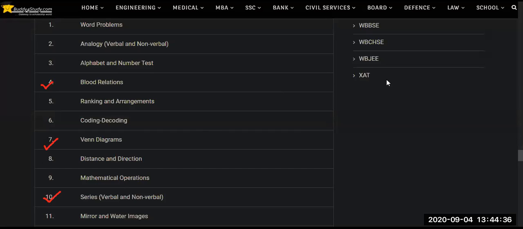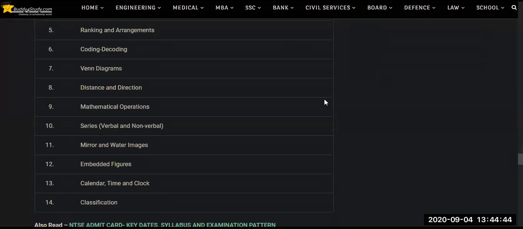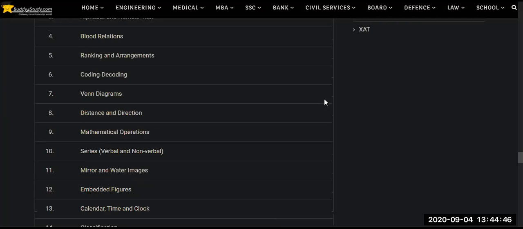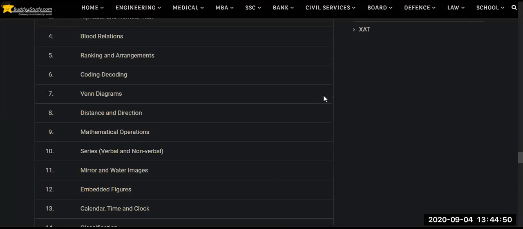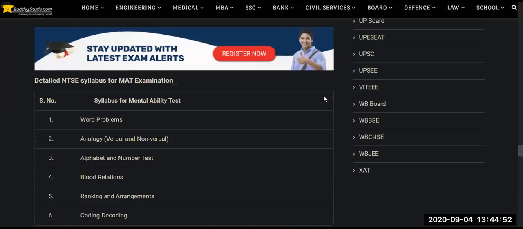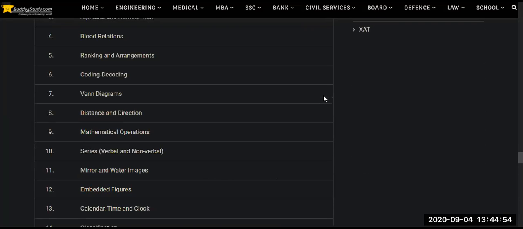That's why we'll be focusing on one chapter. Then calendar, time and clock, and class. The rest is non-verbal reasoning. So today we will start with Venn diagram. We will try to complete Venn diagram and sets today. So today we'll complete this topic.